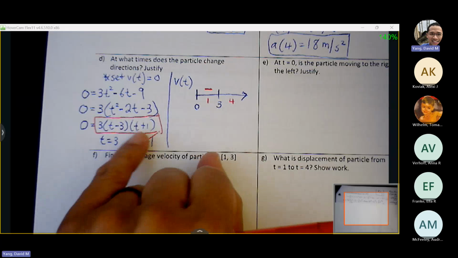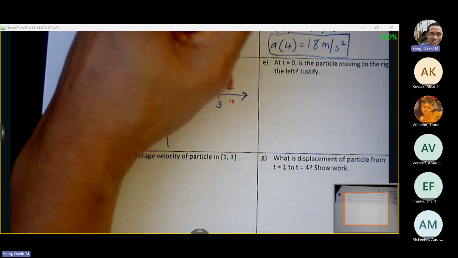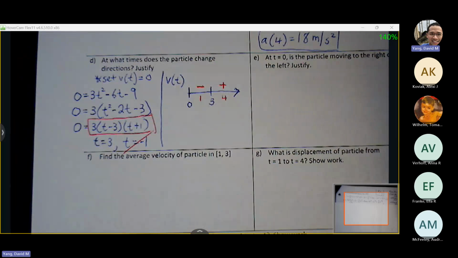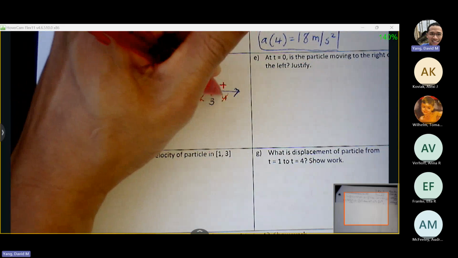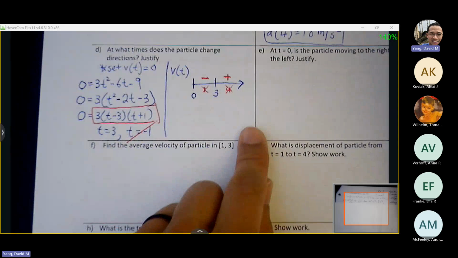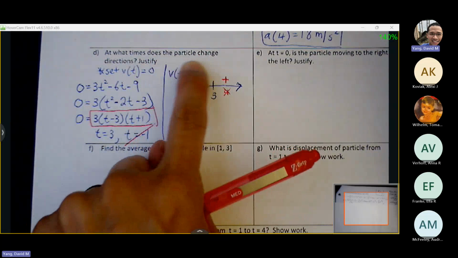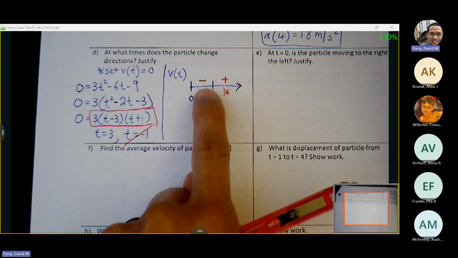All right, plug 4 in. 4 minus 3 is positive. 4 plus 1 is positive. Two positives make a positive. So after 3 seconds, it's going to stop at 3 seconds, turn around, and move to the right. And then we're not going to use these numbers anymore if there are any statements about intervals left and intervals right. Okay, so at what times does the particle change direction? We can say just at t equals 3 because there's a change in signs.